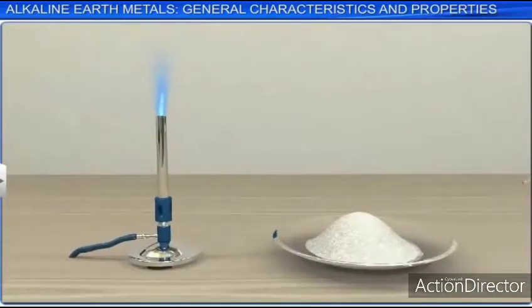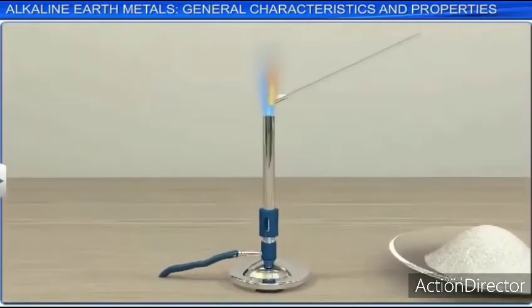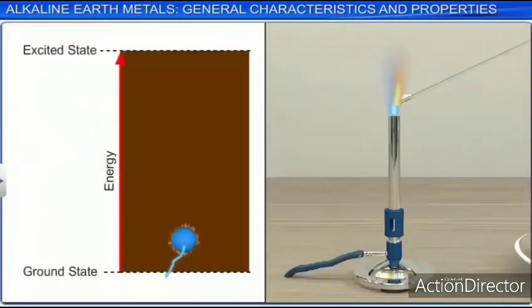You do this by holding a sample of a metal salt in the flame and observing the change in the color. The heat of the flame excites the electrons to a higher energy level, and then the electrons emit light as they return to the ground state.